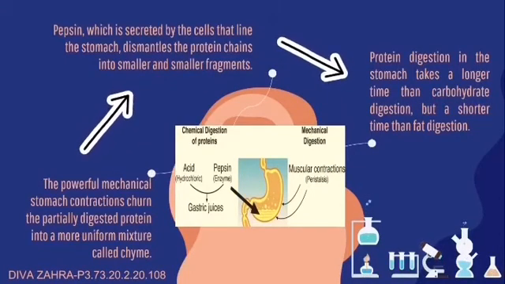The powerful mechanical stomach contraction churn the partially digested protein into a more uniform mixture called chyme. Pepsin, which is secreted by the cells that line the stomach, dismantles the protein chains into smaller and smaller fragments. Protein digestion into the stomach takes a longer time than carbohydrate digestion, but a shorter time than fat digestion.